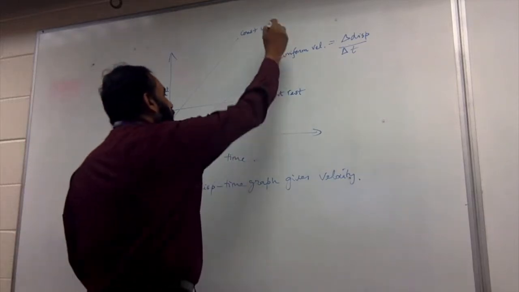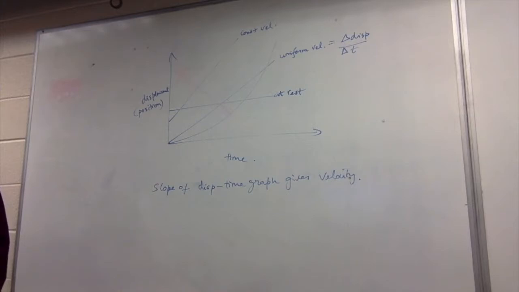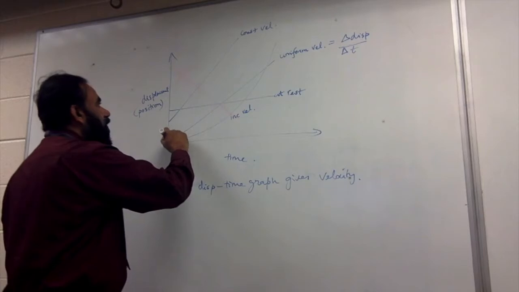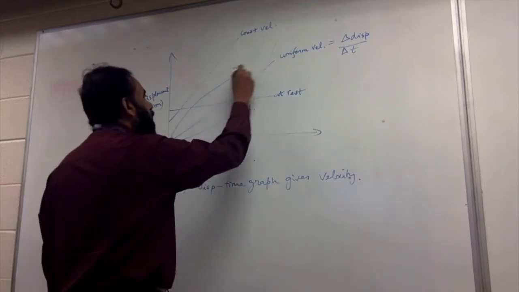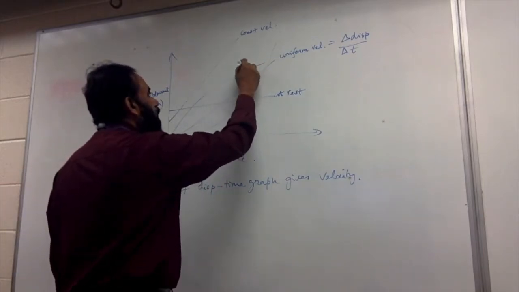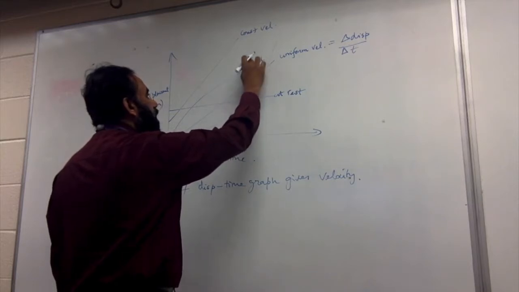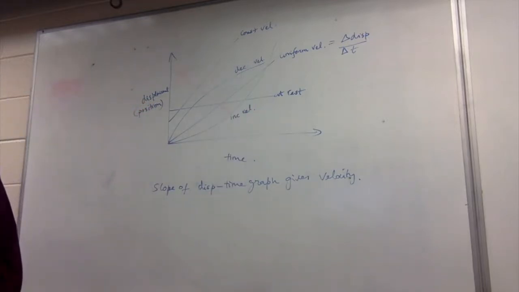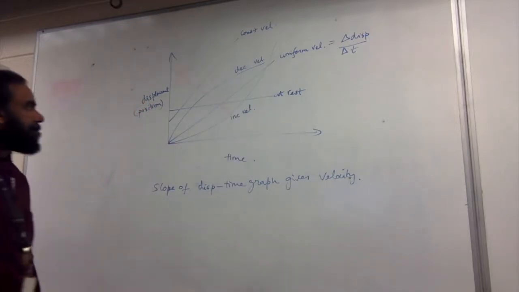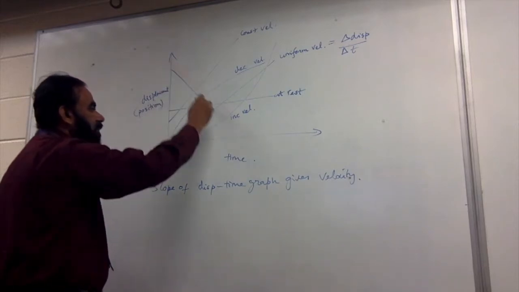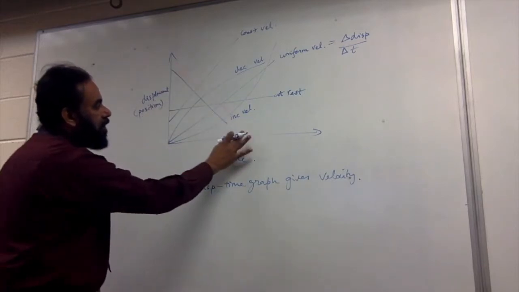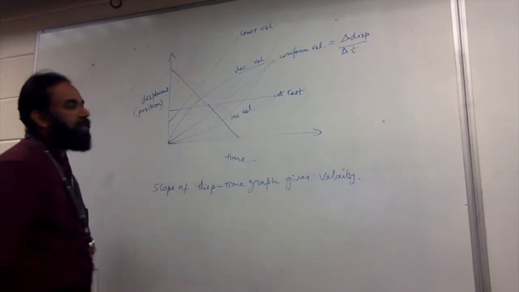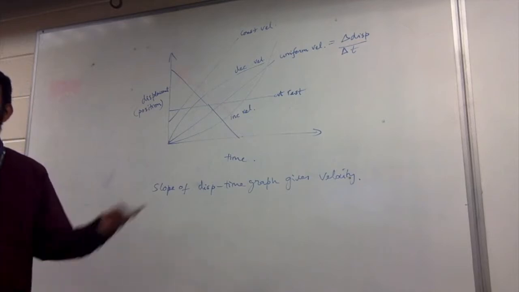And what does this line mean? Increasing velocity. So just flip the words, increasing velocity. And this one is decreasing velocity. And what is this? This one is negative velocity. See, negative slope.